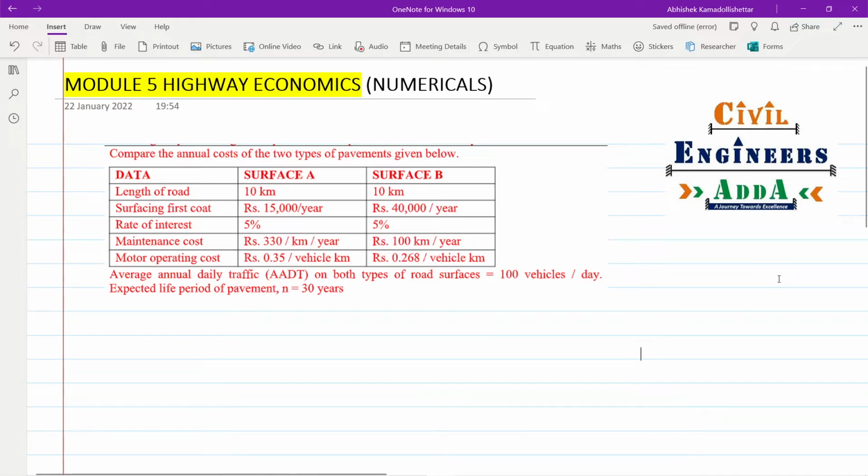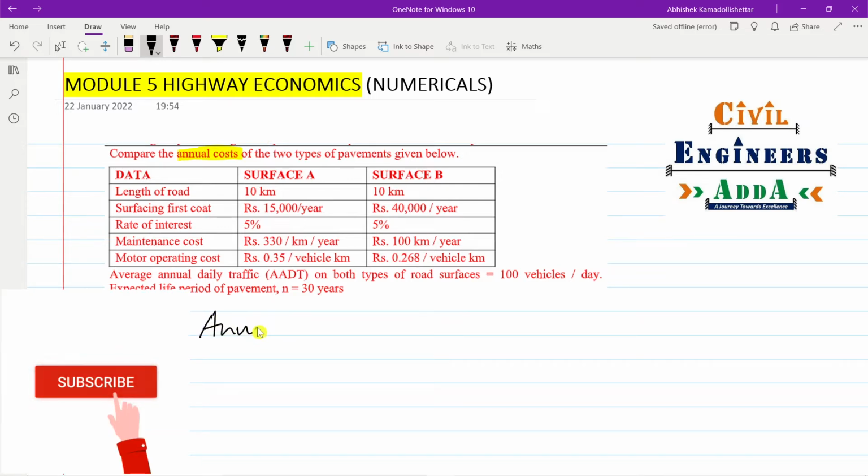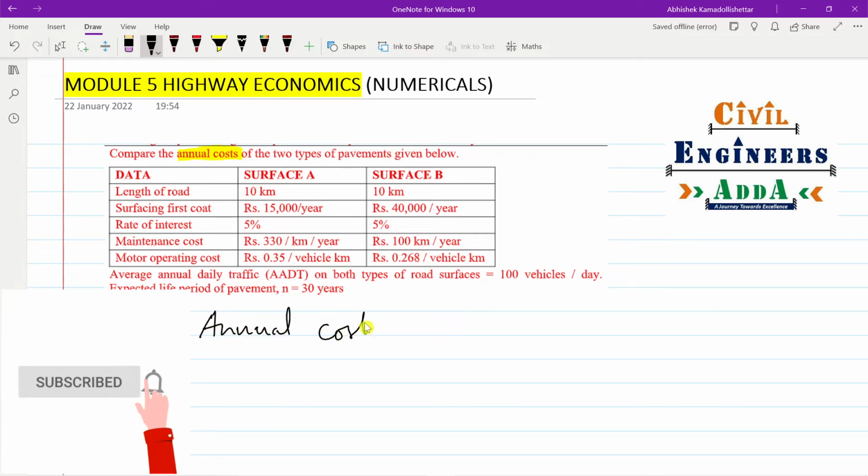Today we are going to see a problem on highway economics, which is in module 5. So let's start. Let's take the drawing mode here. Compare the annual cost of two types of pavements. We have to compare the annual costs. This is an annual cost method problem, which is one of the methods of highway economics. Annual cost method of two pavements.